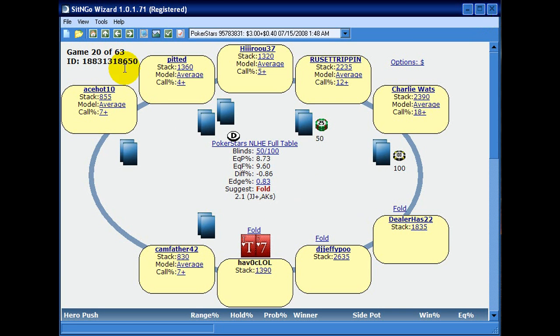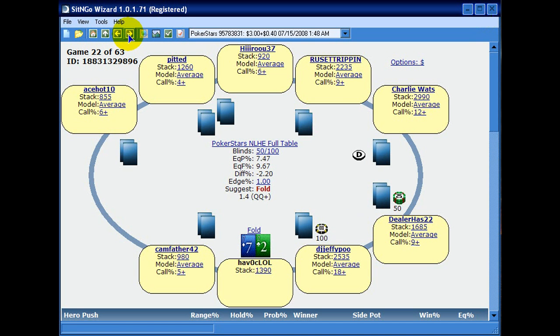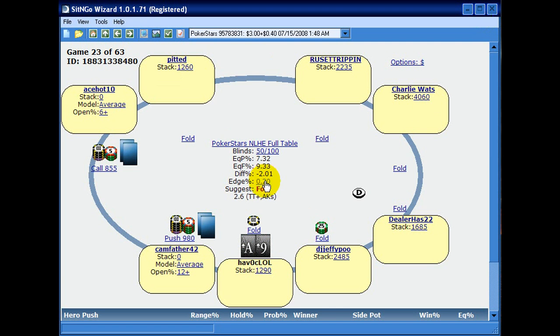All right, so we have 10-7 suited here, also a fold, and King 5 offsuit is also a fold. 7-2 offsuit. Okay, so here we have Ace 9 suited, and we have our first fairly interesting situation.